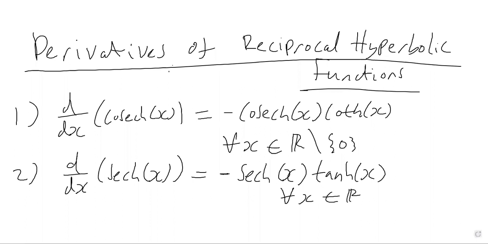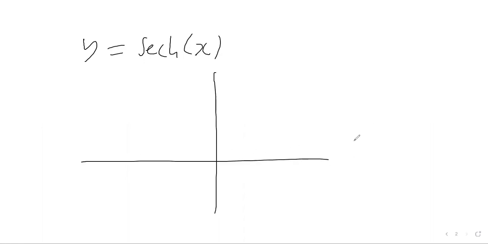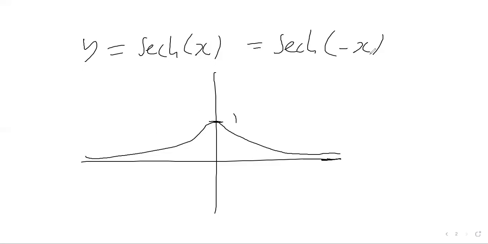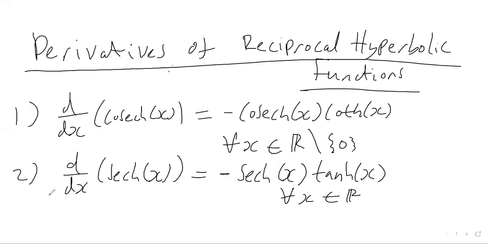And just a little sketch of the sech graph. I think we did this before. So y equals sech of x. It's actually an even function. Just like how the cosh function is an even function, 1 over cosh is also an even function. So something like this, where you've got 1 up there, and as x tends to infinity, sech tends to 0. As x tends to negative infinity, sech tends to 0 too. So something like that, and it is indeed an even function. So sech of x is the same as sech of negative x. Okay, cool. So that was that one.